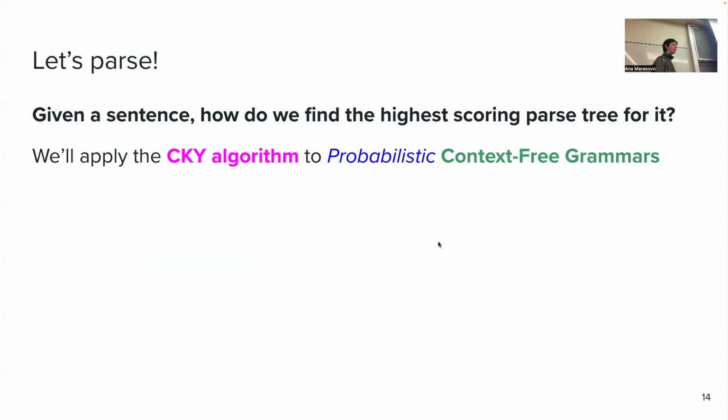Okay, so I said we are going to introduce CFG. Now we are going to introduce probabilistic CFG, or PCFG. And then we are going to apply the CKY algorithm to PCFG to get a parse tree. So we are building these steps until we get what we want, which is a parse tree.